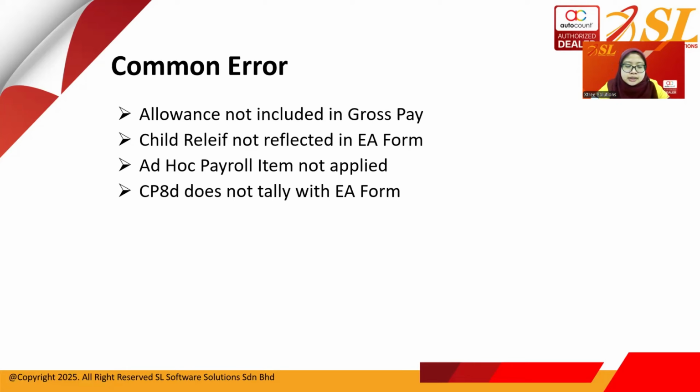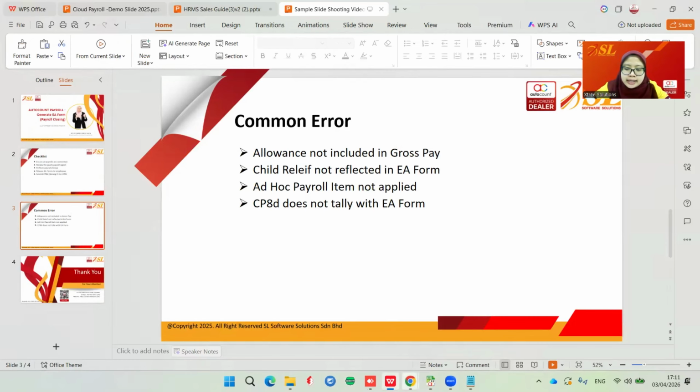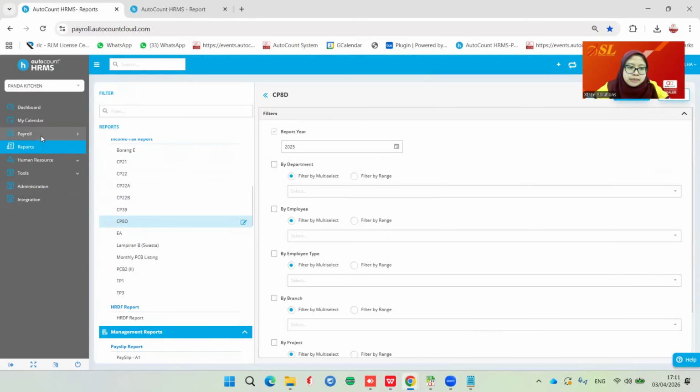The next error is the child relief is not reflected in the EA form. This issue happens when the staff has a child, but either the employee didn't inform the HR or the HR forgot to update it in the employee maintenance. So when they generate the EA, it doesn't update the child relief point. What you need to do is update the child relief point in the employee maintenance.